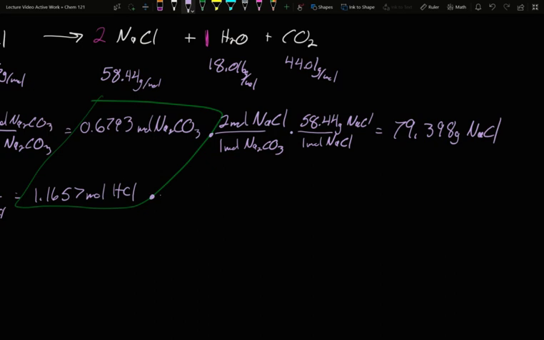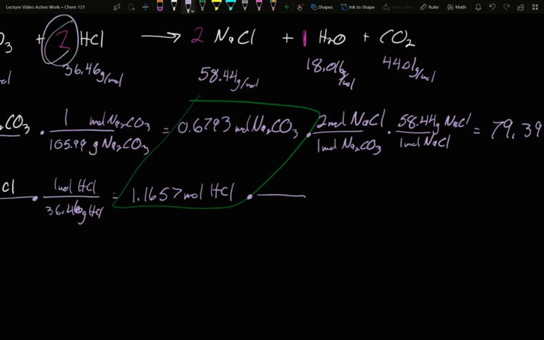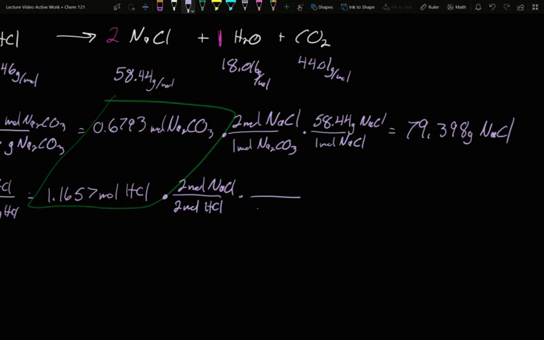Back to the HCl, we do the same series of steps. I need to get out of moles of HCl and into moles of sodium chloride. Well, that is a 2:2 ratio. And so it is 2 mole HCl for every 2 mole NaCl. We then can again convert 1 mole NaCl into 58.44 grams of NaCl, just so we can go all the way to grams right away. If we calculate that out, we see 68.121 grams of NaCl.